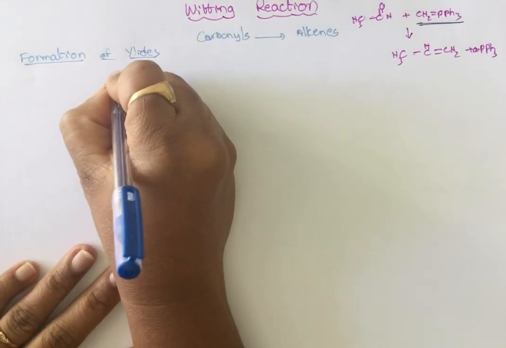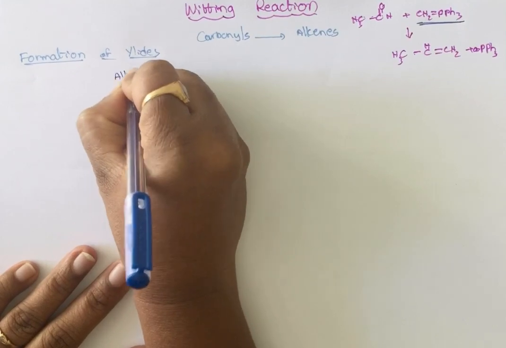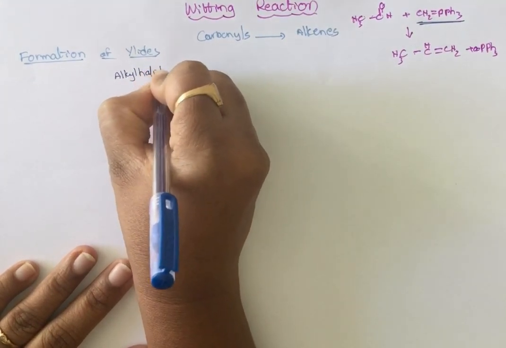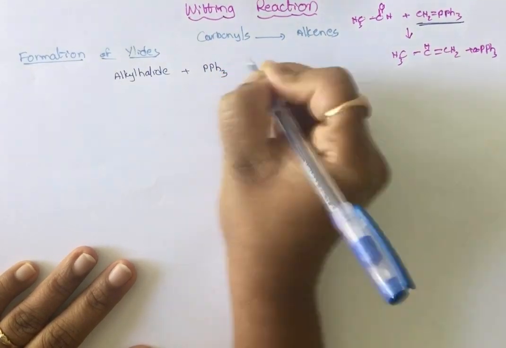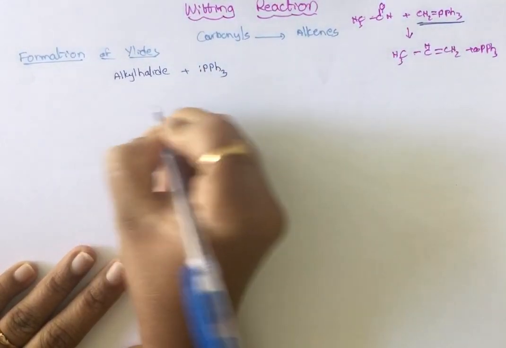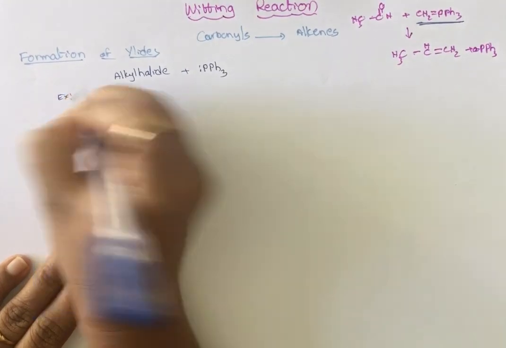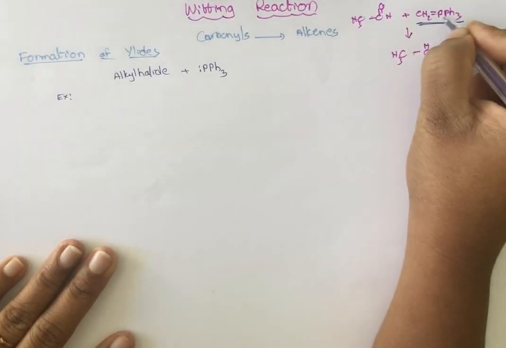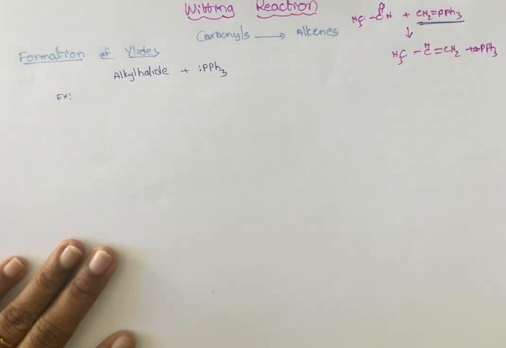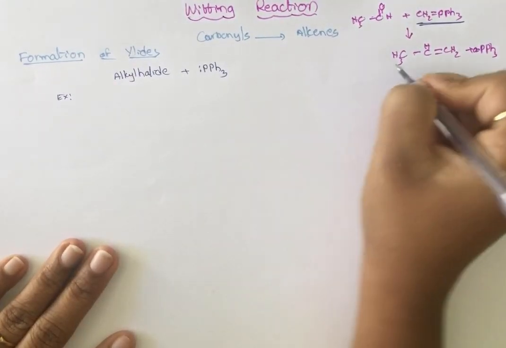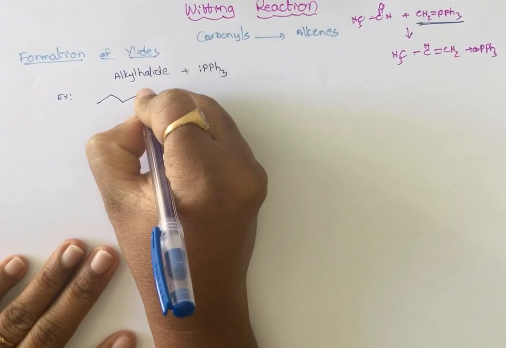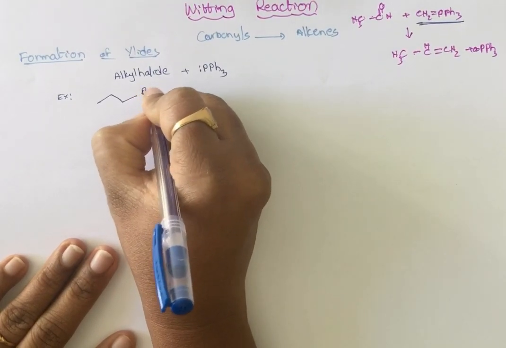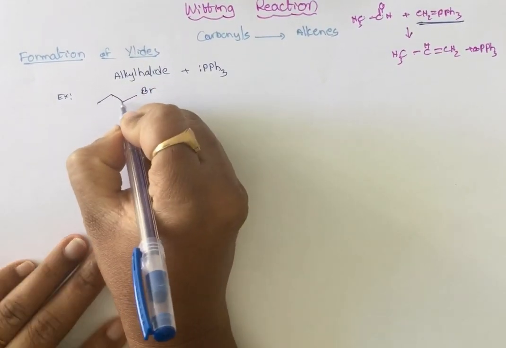It is formed from alkyl halides by reacting with triphenylphosphine. It has an electron pair. So let me explain with one example. Suppose I want to get an ylide which has 3 carbons in it. So then what do I have to do? I have to take a 3 carbon alkyl halide, for example 1, 2, 3, bromoalkane.